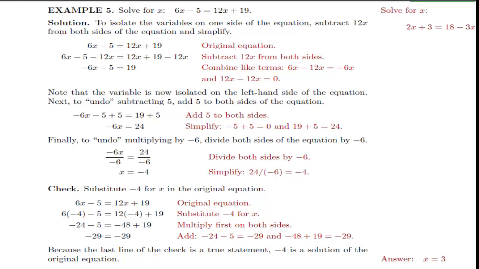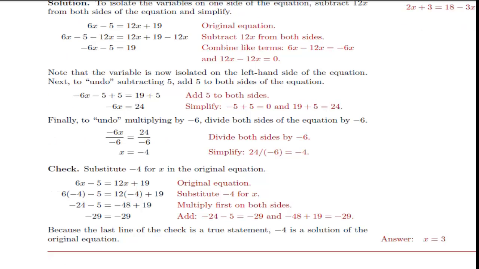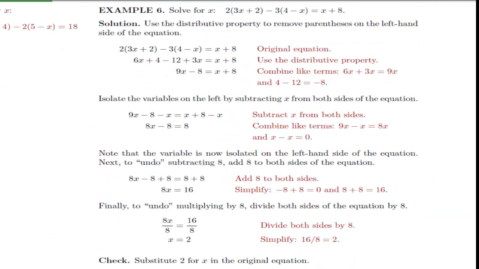Check by substituting negative 4 for x in the original equation. Letting x equal negative 4, we get 6 times negative 4 minus 5 equals 12 times negative 4 plus 19. On the left-hand side, 6 times negative 4 is negative 24, and negative 24 minus 5 equals negative 29. On the right-hand side, 12 times negative 4 is negative 48, and negative 48 plus 19 is negative 29. Because the last line of the check is a true statement, negative 4 is indeed a solution of the original equation.